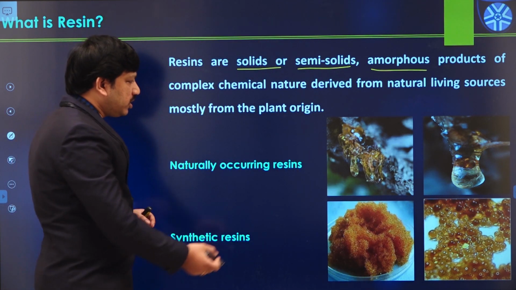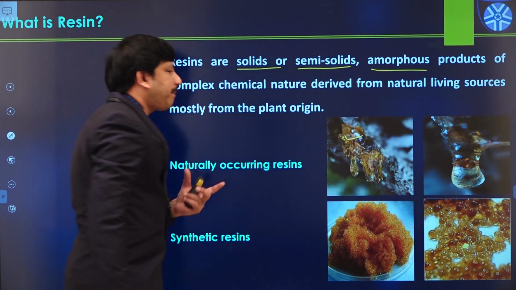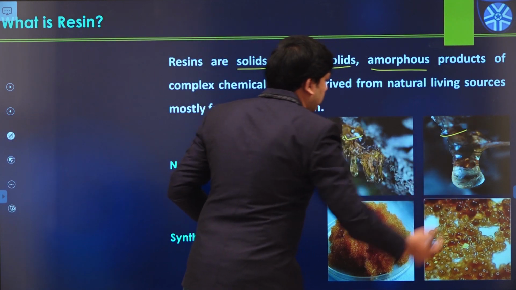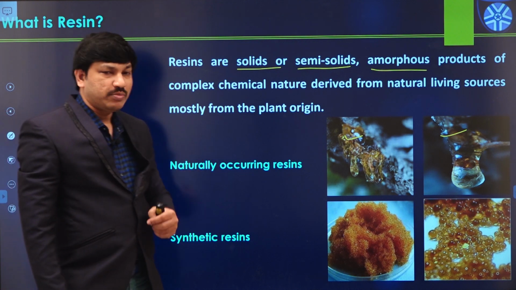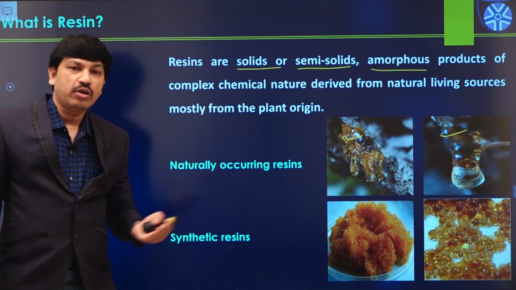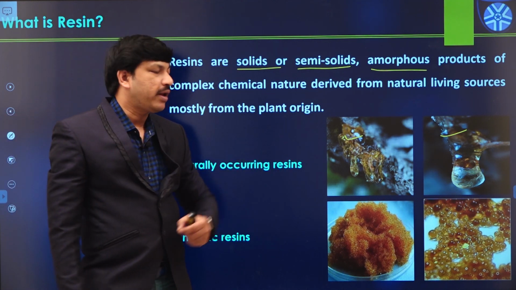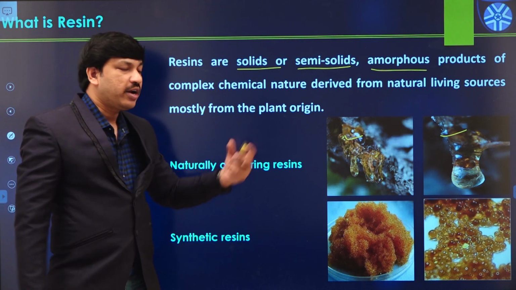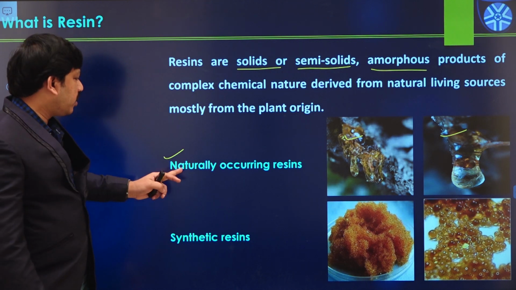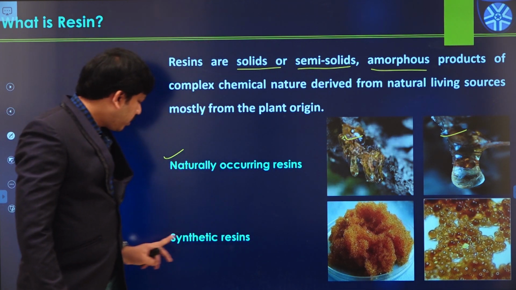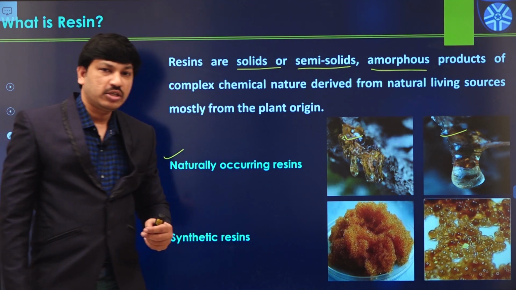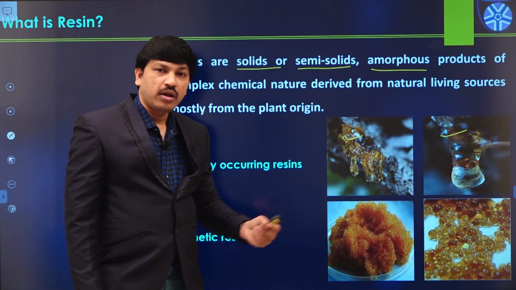You can see here, these are mostly of plant origin. Very sticky, very viscous substances like this. These resins are oxidized products of some of the terpenes available in plants, so these are secondary metabolites. Resins can be classified into two different types: naturally occurring resins, or we can also synthesize resins in our laboratory depending upon our requirement, with desired pore size, desired solubility and reactivity.